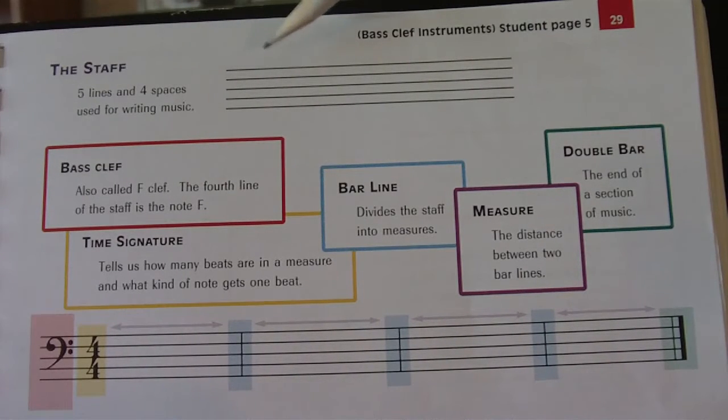The first thing on the top of the page is the staff. It's talking about these 5 lines here, and in between the lines, the 4 spaces that we use for writing music. That's where we put all of our other symbols and musical terms and things so that we know what we're doing and what to play.